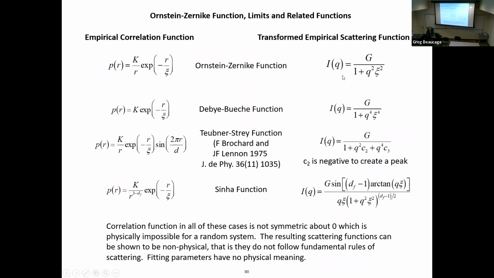Not only that, they use this function. So they have the low Q part in the paper, it's just gunk, right? Which is appropriate for the Ornstein-Zernike function because it was invented for gunk.